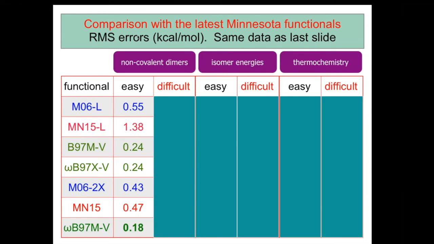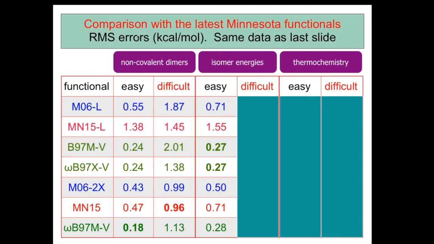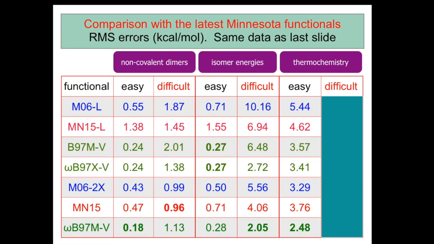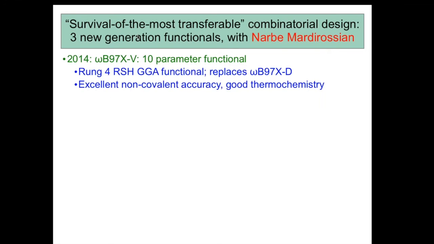We can also put the Minnesota functionals onto the same slide, and you can see that MN15 performs quite well for difficult non-covalent dimers. For isomerization energies, the performance of all of them is really quite marginal. And for thermochemistry, much the same story. So this is really the main caveat that has to be given about this. So now let me wrap up and leave some time for questions.